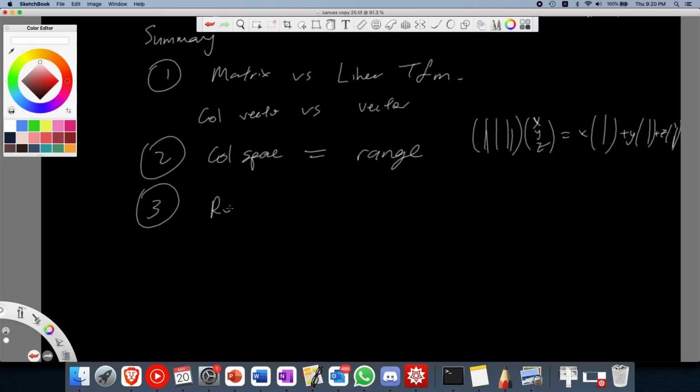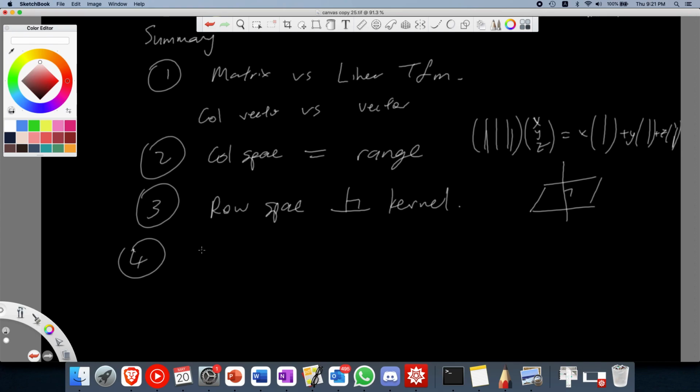Then we went through that the row space is the orthogonal complement of the kernel, and then we used rank nullity. And so what does this mean? It means that if a row space spans a particular vector space, let's say a plane, then the kernel is going to be a line that's perpendicular to the plane. Then we used the rank nullity theorem, and we showed that the dimension of the row space equals the dimension of the column space.